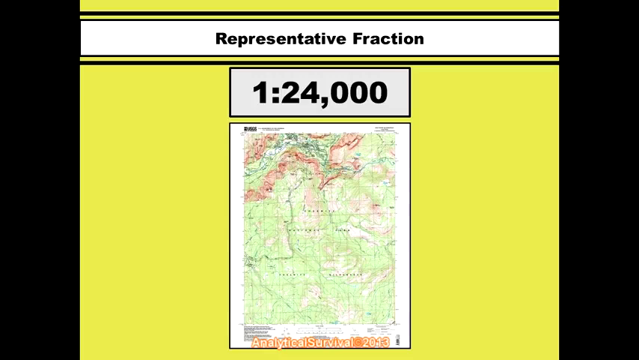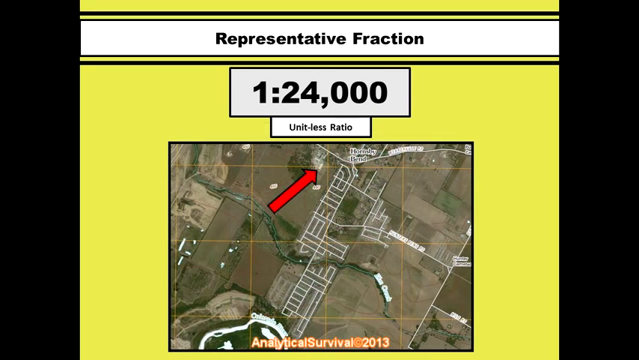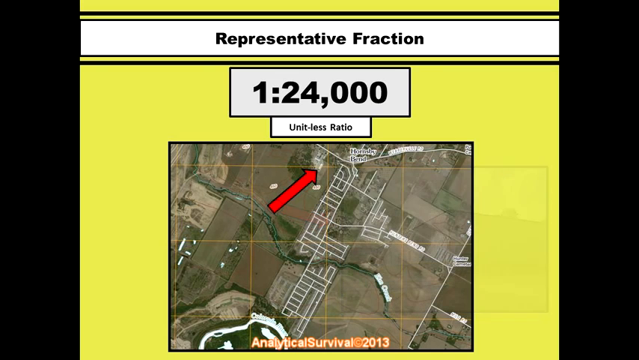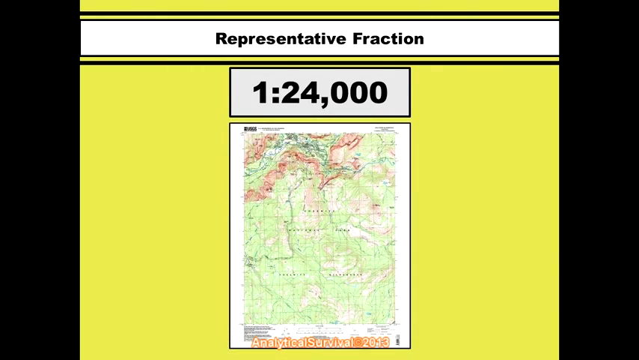A map's representative fraction is really a unitless ratio. And what does that mean? Well, that means that one of anything as it is drawn to scale on this map is in real life on the ground 24,000 times bigger. For example, the size of this particular building as it is drawn to scale on this map is 24,000 times bigger on the ground. Or if you want to calculate it in the other direction, on the map, an object is 1/24,000th its original size. You get the pattern. Okay, we now understand map scale.